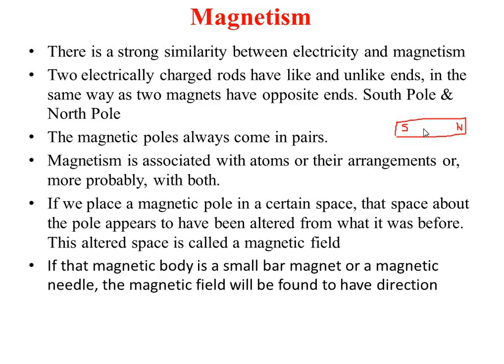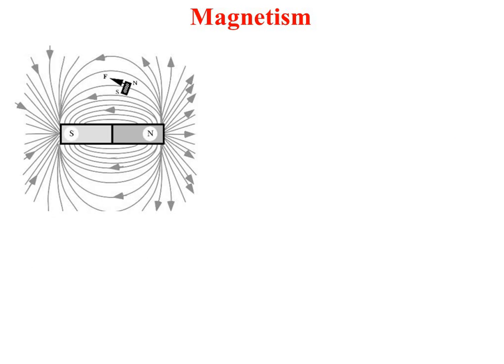If the magnetic body is a small bar magnet or a magnetic needle, we can find out a particular direction. Because of Earth's magnet, we know that there is a south pole and north pole on Earth. If you put a magnetic needle, a magnetic compass, it will always show you the north and south pole. The north pole will get attracted towards the south, and the south towards the north, and it will give you the direction of north and south. This is how it works, and the same concept is used in the magnetic compass.